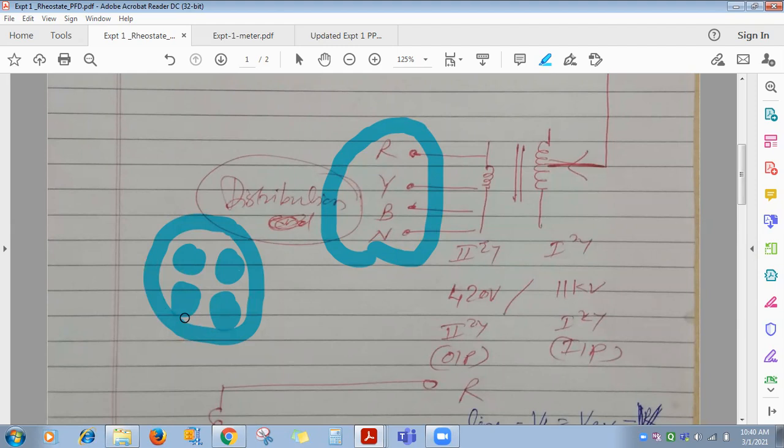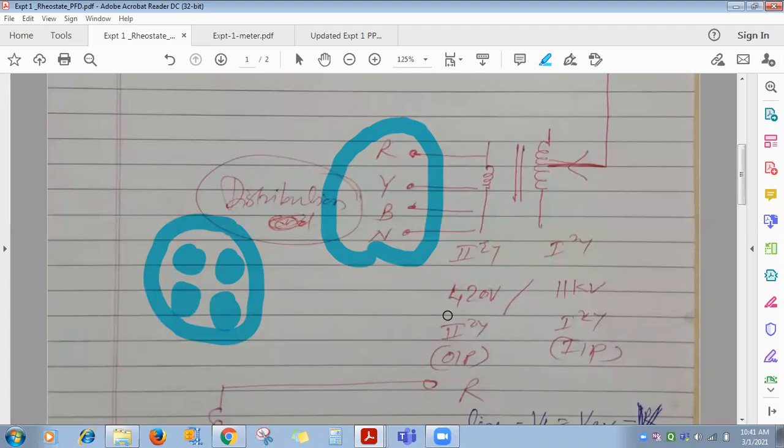4-core cable. Cable means what? It is used for underground transmission of electricity. These 4 cores are made up of aluminium, and they are insulated with some insulating material. So like this, cable reaches to each and every building. How many cores does that cable have? 4. 4-core cable. Which ones? R, Y, B, and neutral. Correct. RYB neutral. Got it?